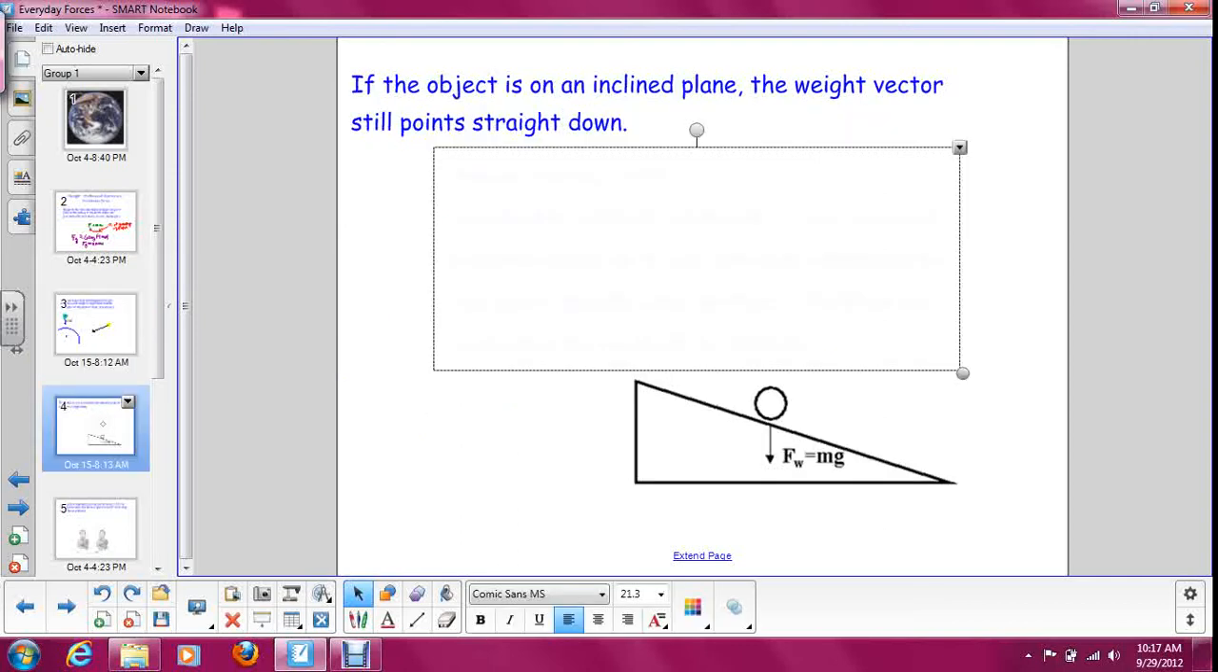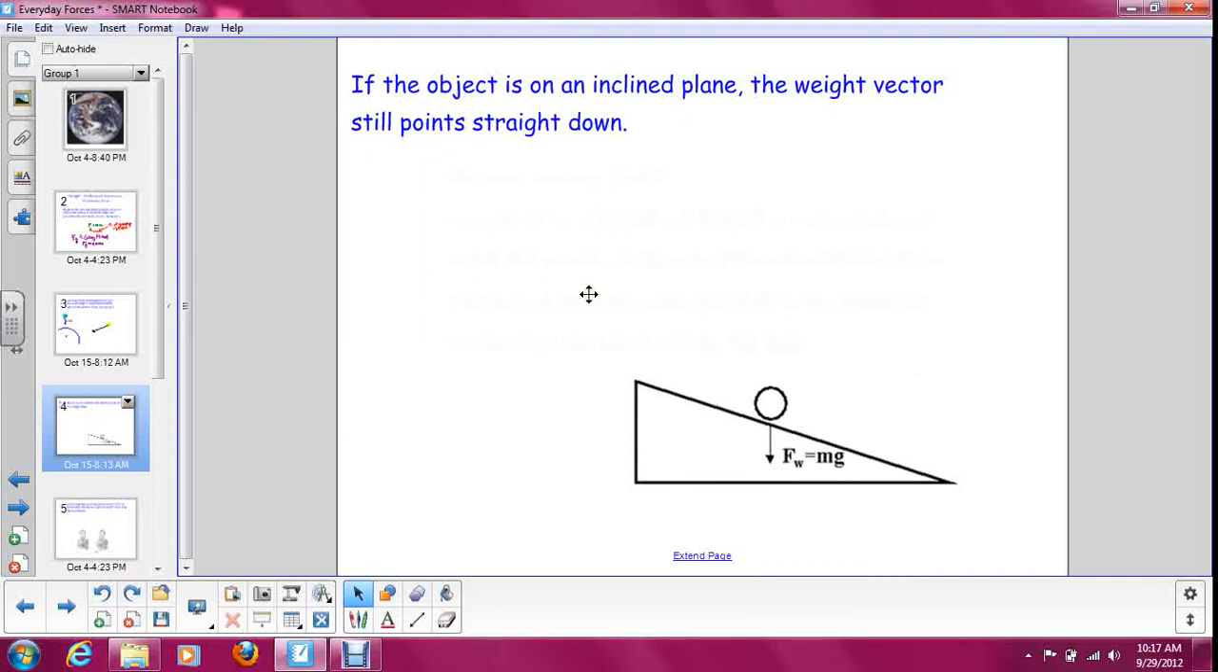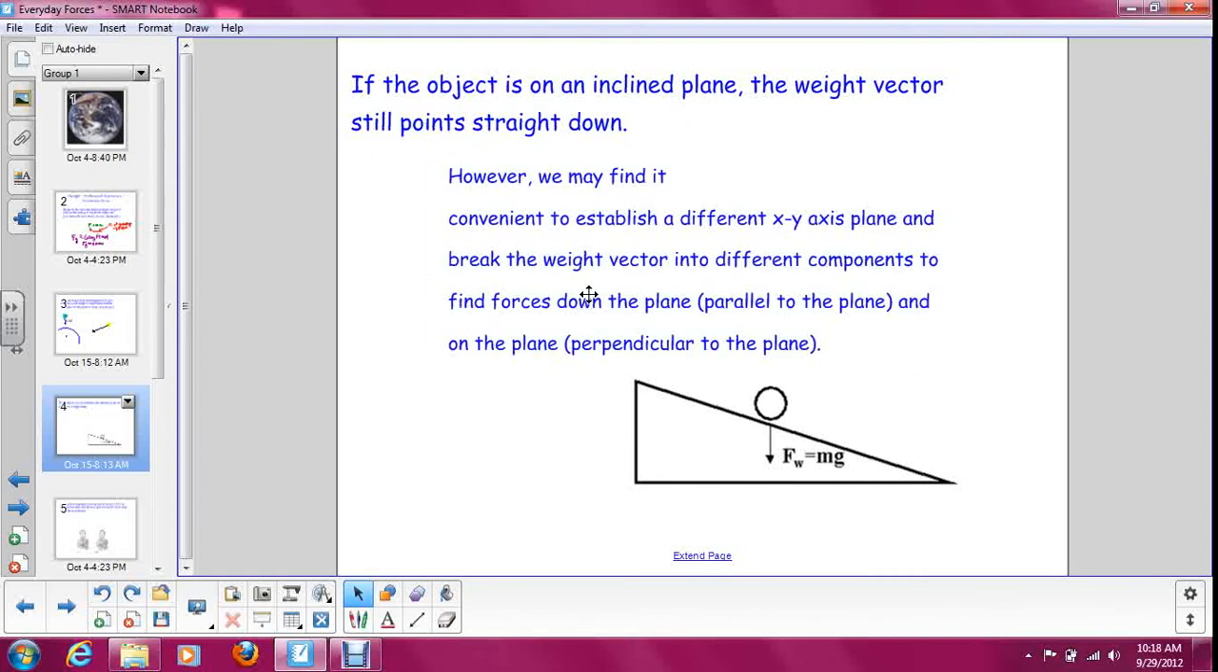So if the object is not on a flat surface, if it's at an incline, the weight vector still points straight down toward the center of the Earth. Just because the object is on an incline doesn't mean that the direction of gravity is going to change. But when we have a plane that is not flat, like this, we want to establish a different XY coordinate axis. It just makes it easier for us in the long run.